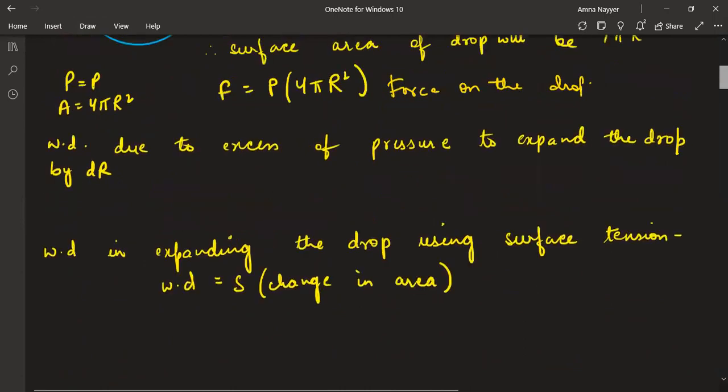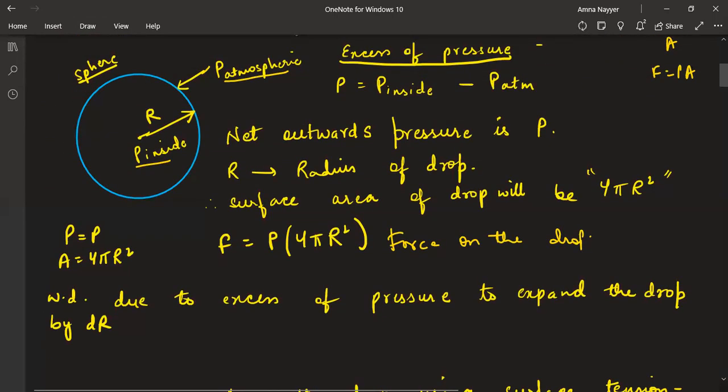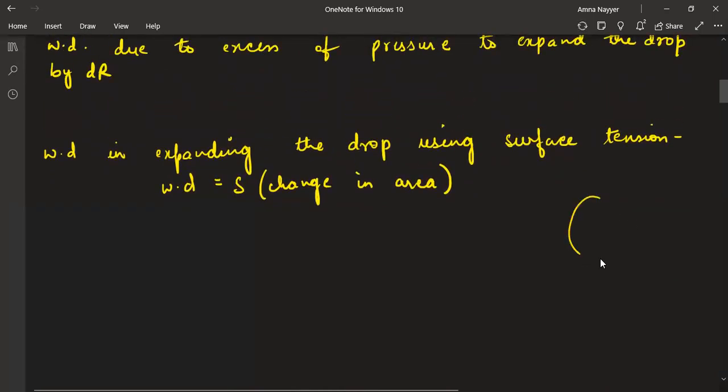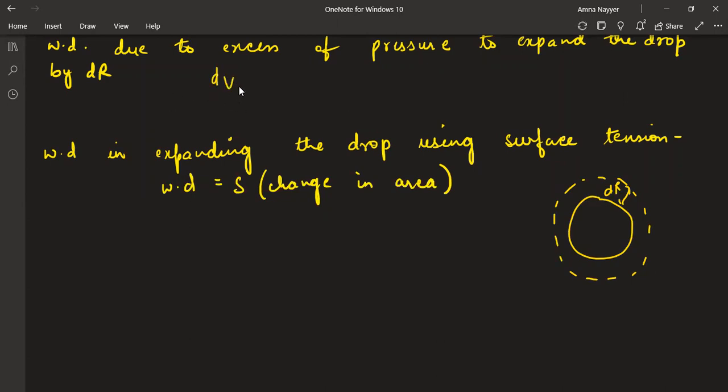Let's say this is expanding with some dr. Like this is the bubble, no? The bubble is expanding and displacement is dr. So work done will simply be force into dr. Put in the value of force. You will get force as P into 4 pi R square dr.